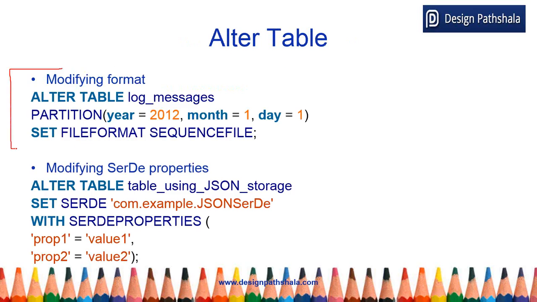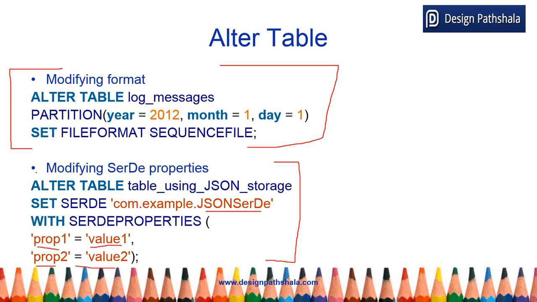Alter table, modify format. So here I am modifying the file format to sequence file. I think it's a repetition of the previous command. Here I am changing the SerDe properties. So here I am using the SerDe as JSON SerDe. I am reading a table which is at the backend stored in a JSON format, and I'm changing the SerDe properties. So prop1 in the JSON is my value1 column in my table, and prop2 in the JSON is my value2 column in my table. So I'm changing the SerDe properties over how I am reading the data.